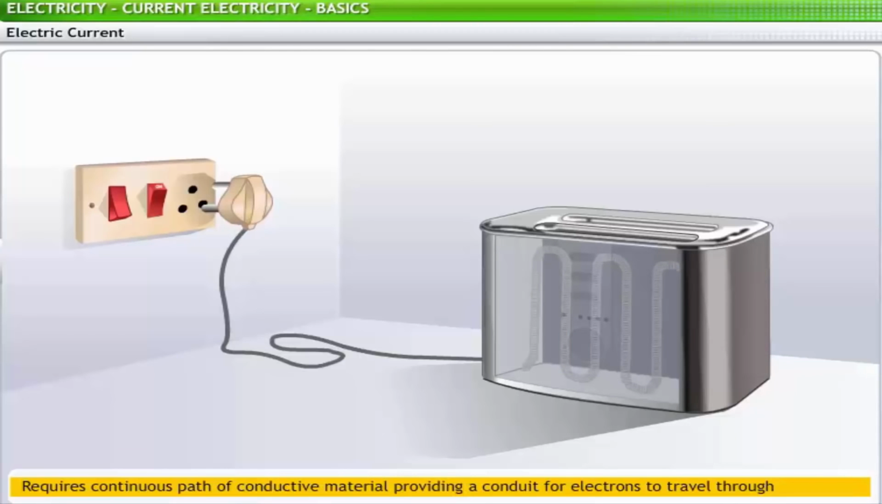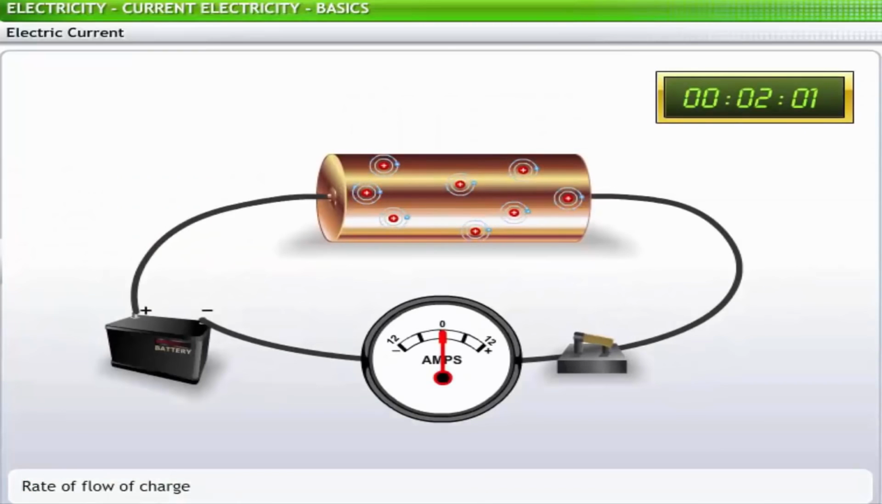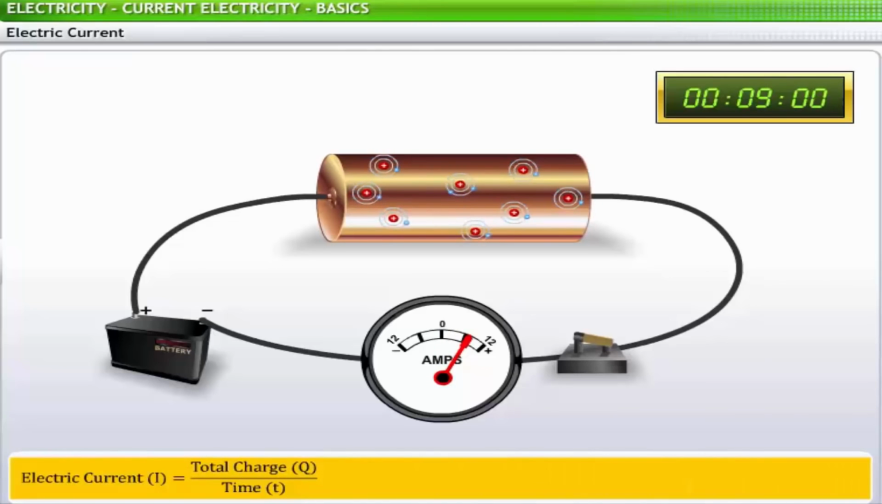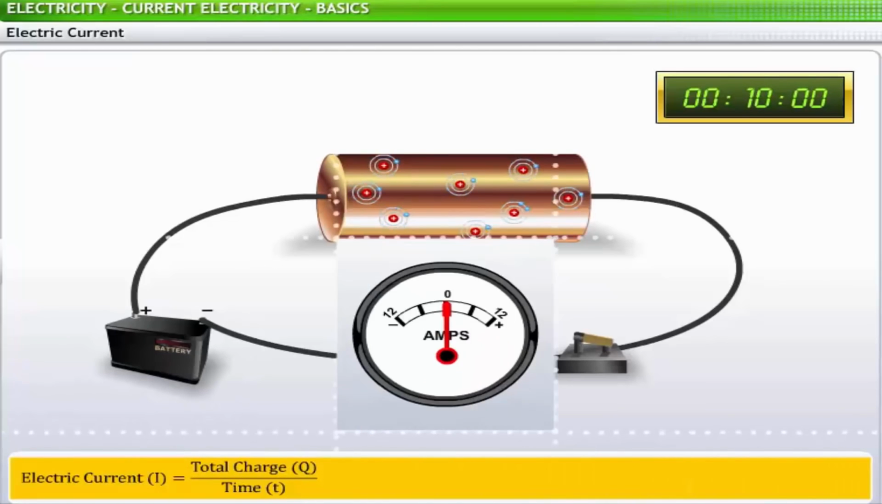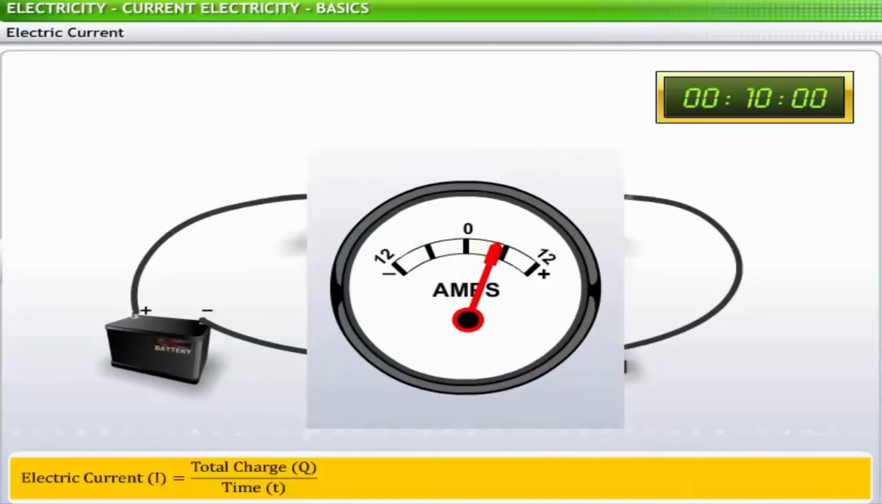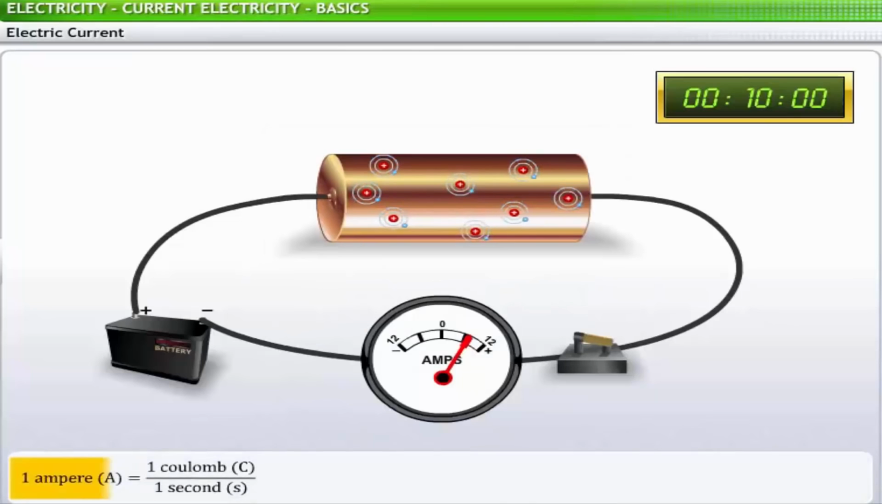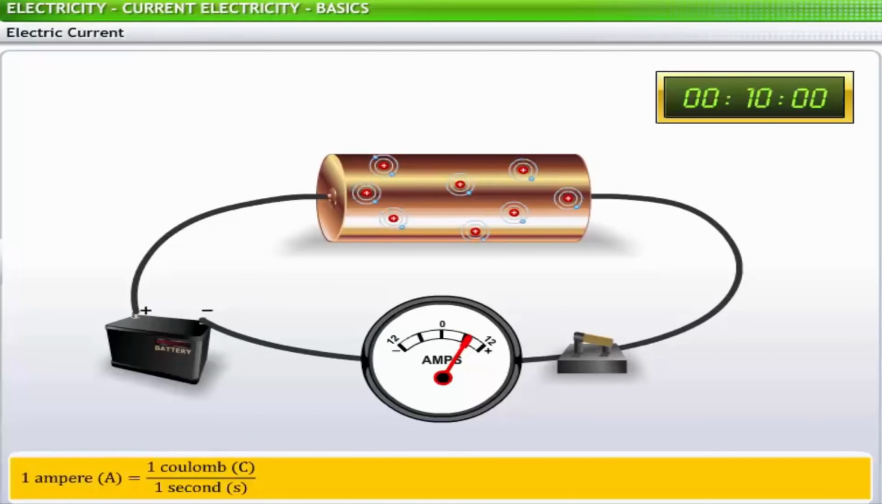appliance stops working. You can measure electric current as the rate of flow of charge or the amount of charge flowing through a point per unit time. Electric current is measured using an ammeter. The standard metric unit for current is ampere. Ampere is often shortened to amp and is denoted by the unit symbol A. 1 ampere is equal to 1 coulomb of electric current per second.